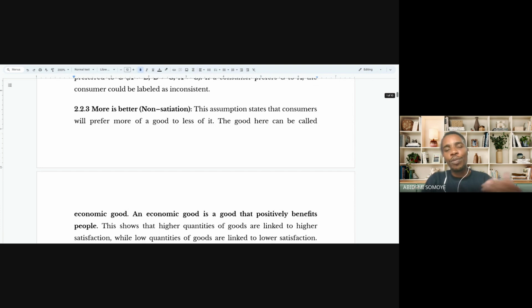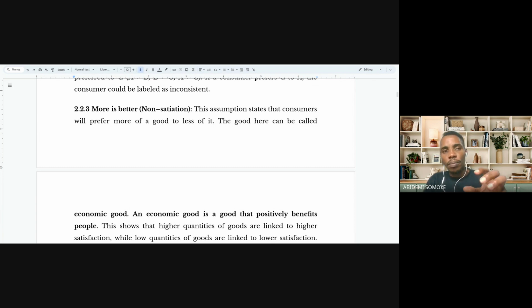So for someone who has 50 cars, the person wouldn't mind having an extra car. Okay, if I give the person an extra car, the person will be so happy, right? For someone who has 50 shoes, for things that benefit you, you wouldn't mind having an extra pair. All right, so that is referred to as more is better. We would always prefer more of something that is beneficial to us. All things being equal, okay?